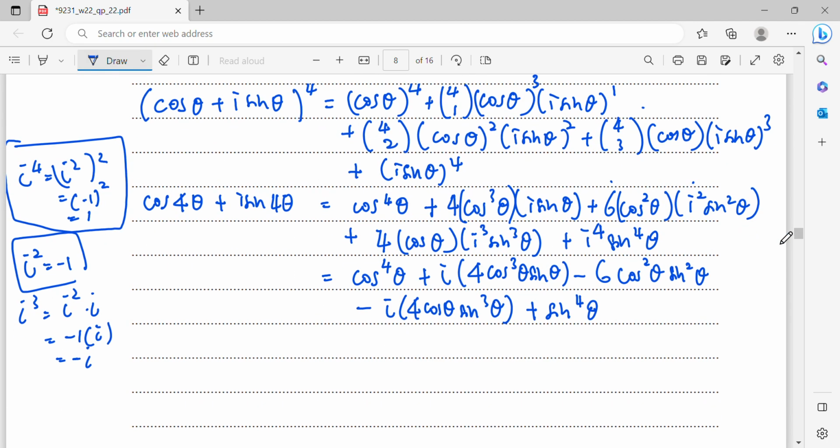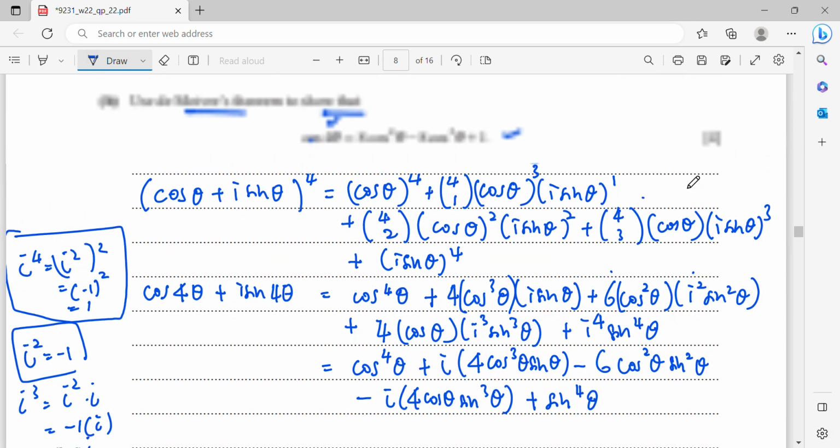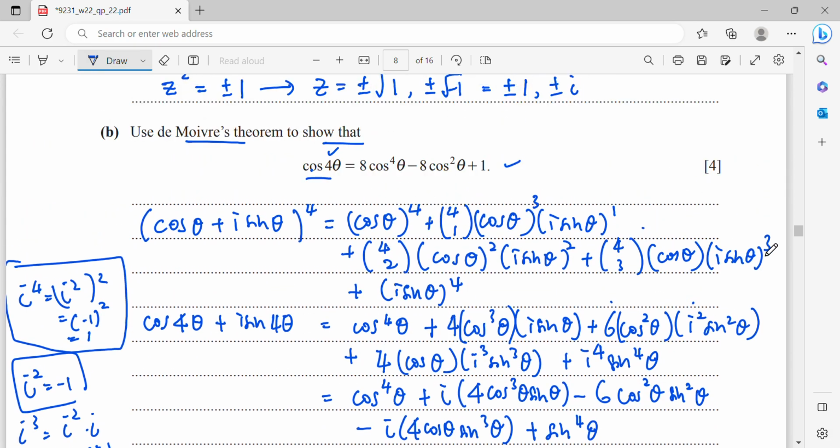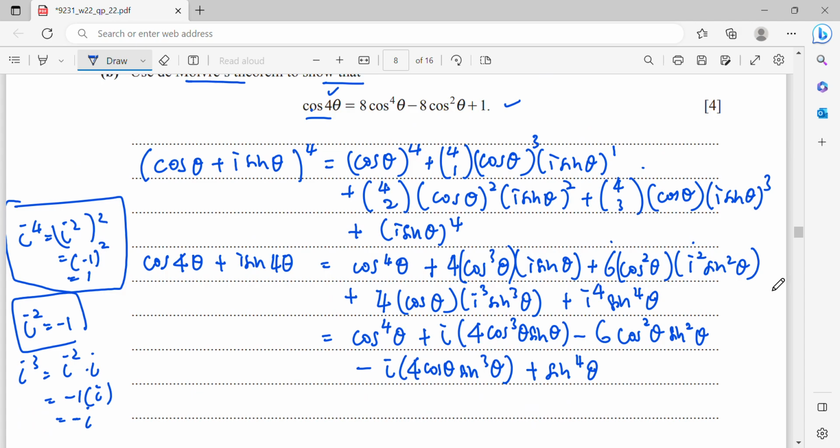Okay, so now, since we are showing cos 4 theta, we will just refer to the real part of this expansion. So now, cos 4 theta real parts will be cos^4 theta, first term, third term is minus 6 cos^2 theta sin^2 theta, and the last term.